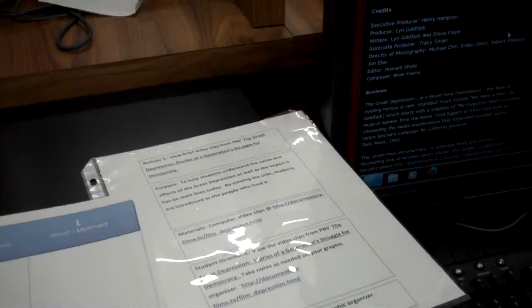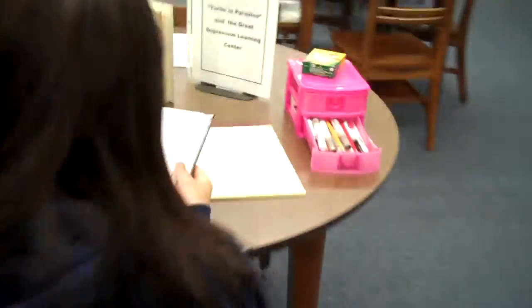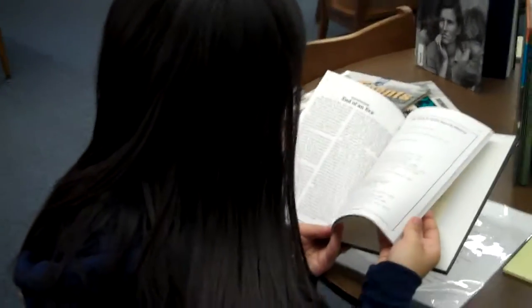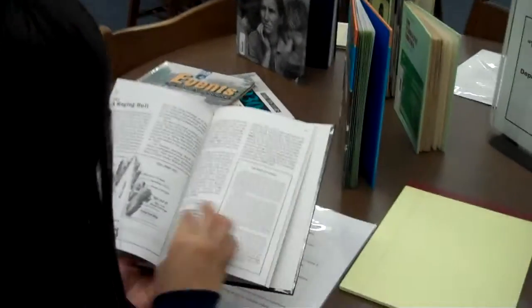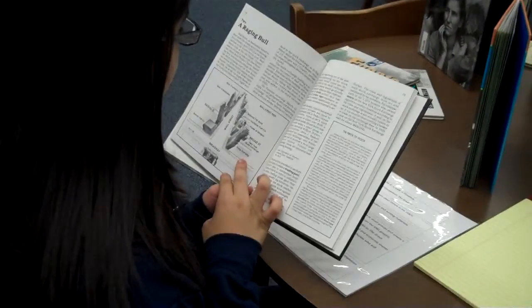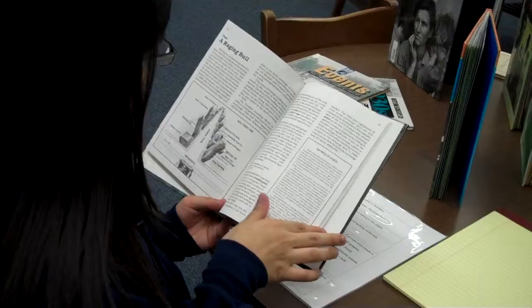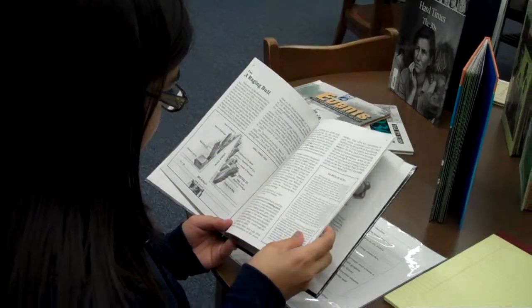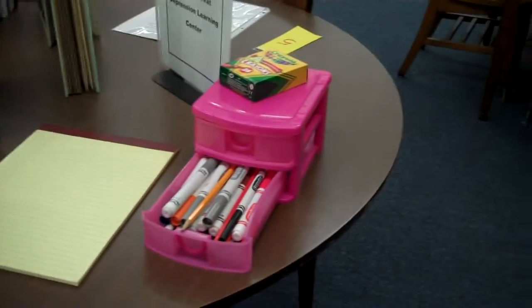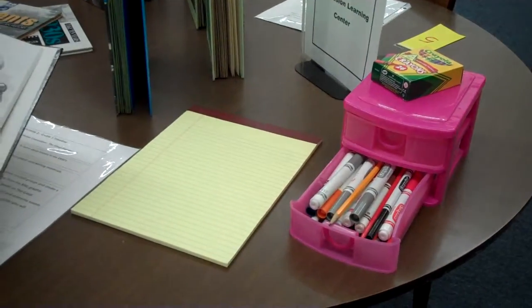Okay, then I have station 2. I have a student here looking at books that I have chosen for the Great Depression, and her or his activity is to create a timeline. And the purpose of this activity is also to learn about history in the 1930s. They have chart paper and writing materials to complete this activity.